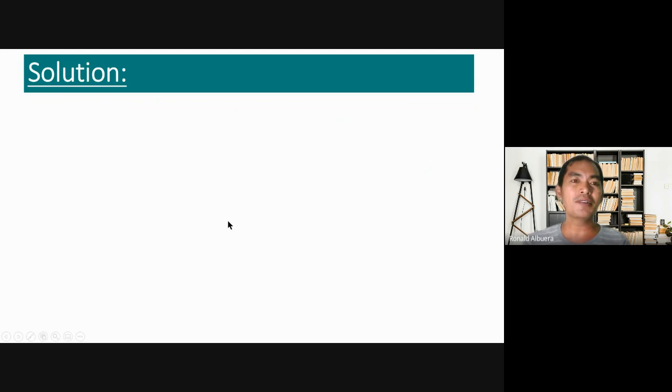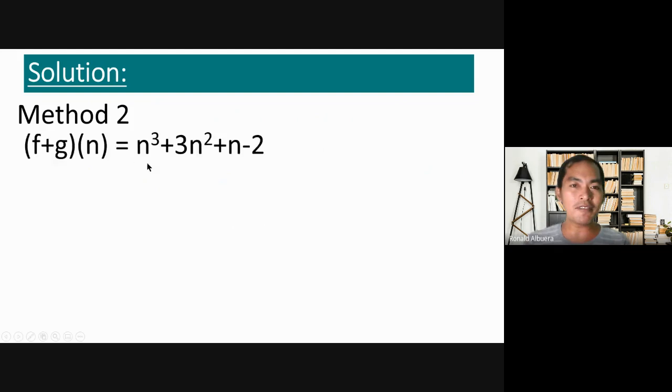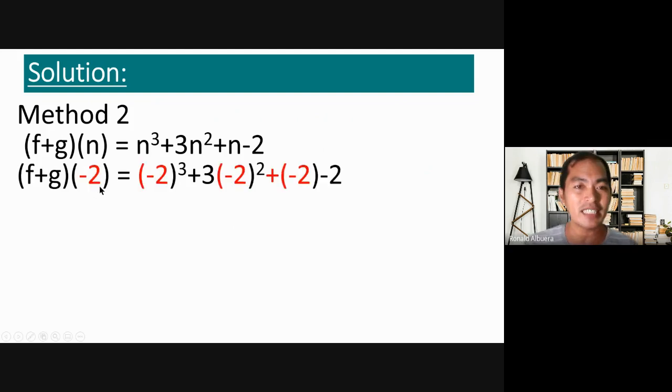We have another method too. Yung inad na muna lahat ng functions. Yung n cubed plus 3n squared plus n minus 2. That's the sum of the two functions. Before we replace n or bago natin papalitan yung n ng negative 2. Yung n is negative 2 cubed plus 3 times n negative 2 squared plus yung n papalitan ng negative 2 minus 2. Then we simplify.